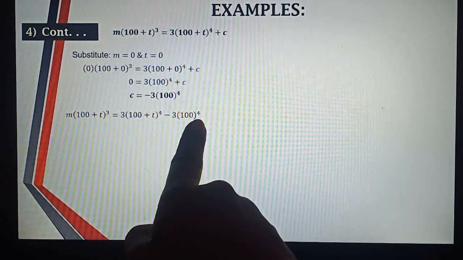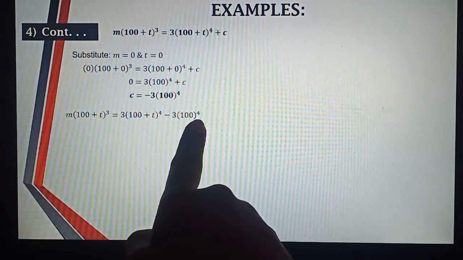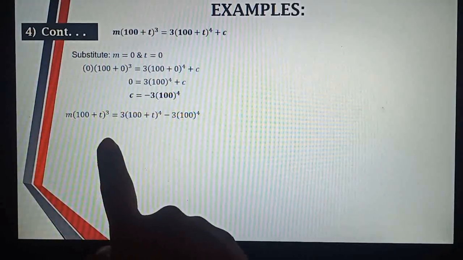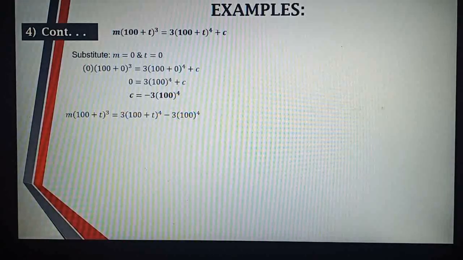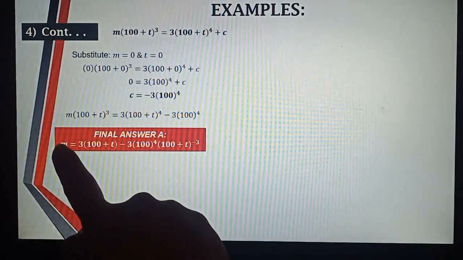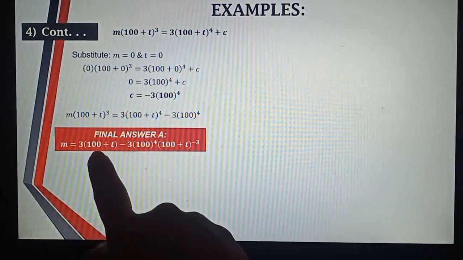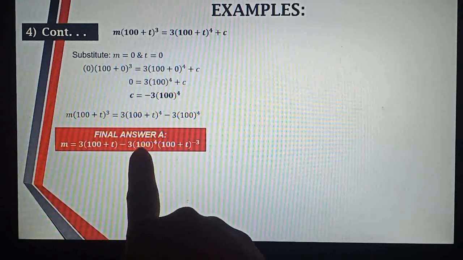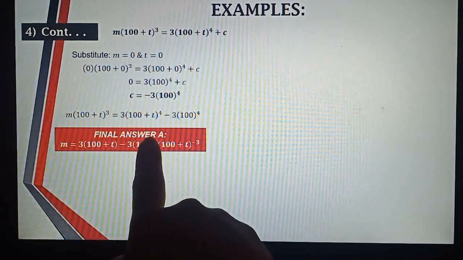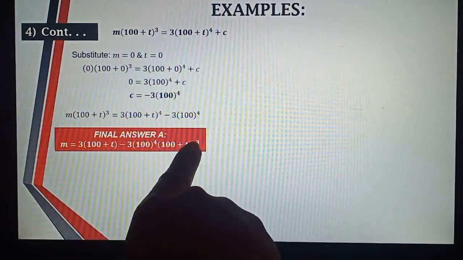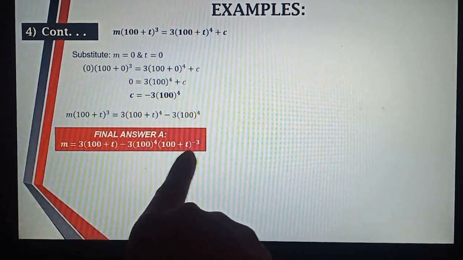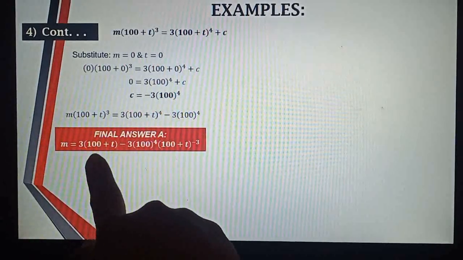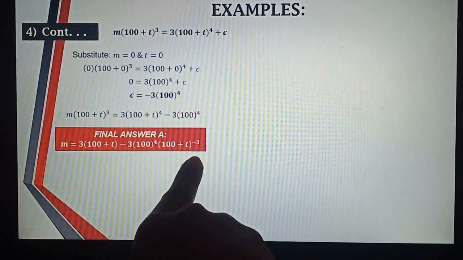Then all you have to do is find the equation of m with respect to t. So simplifying the equation, you will now have m equals 3 multiplied by (100 plus t) minus 3 multiplied by 100 raised to 4 multiplied by (100 plus t) raised to negative 3. So this is the equation of m with respect to t.